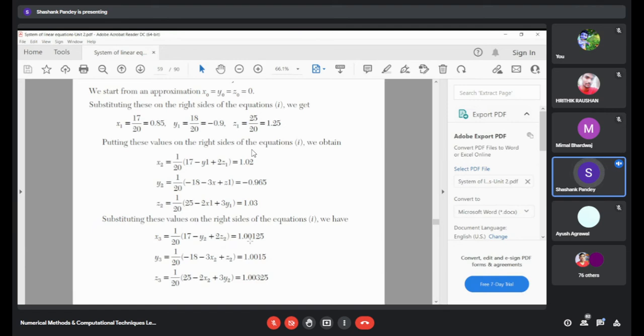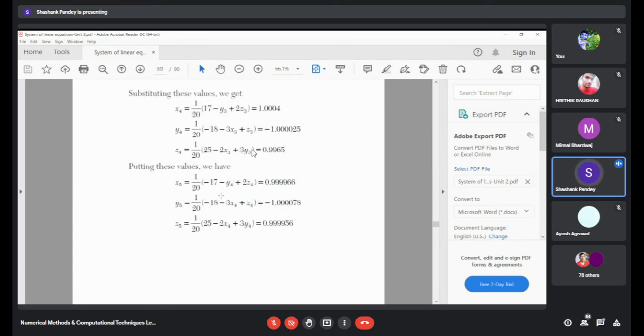So let us see this. As Ayush told, x1 is 0.85, y1 is minus 0.9, and z1 is 1.25. Now these updated values of x1, y1, and z1 are again substituted in equation number 25, and we get something like 1.02, minus 0.965, and 1.03. Again, we calculate the value of x3.